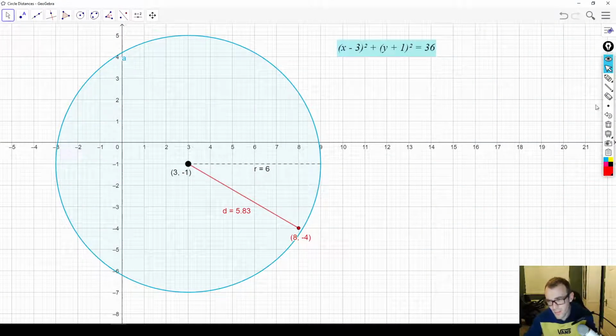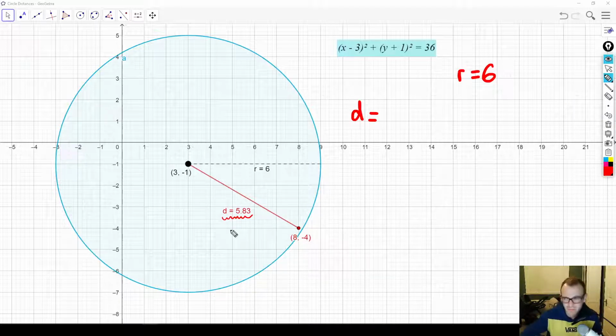I will do the full worked solution. You can see that it is inside the circle though, so that's quite handy, isn't it? Now, the radius of this circle is 6. That was already established. And what I'm going to need to do is find the distance from this point to this one here. I'm hoping that'll work out as less than 6. According to GeoGebra, which has already done it for me, the distance should work out as around 5.83.